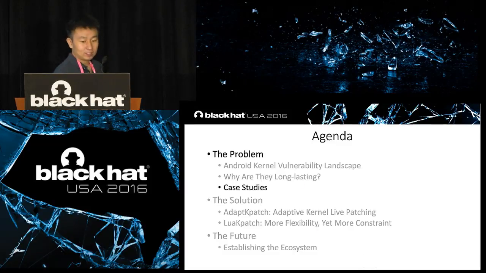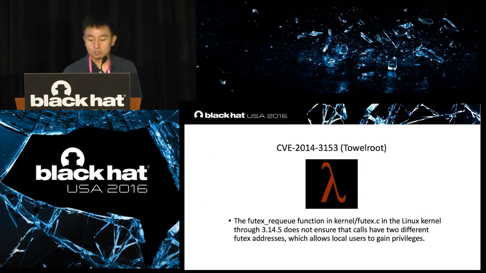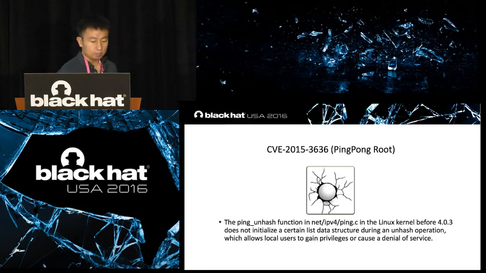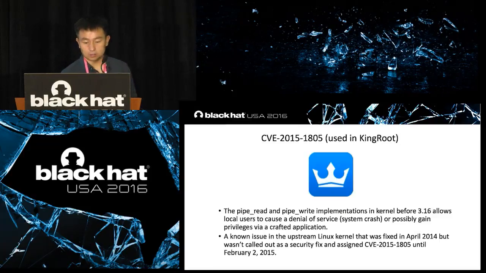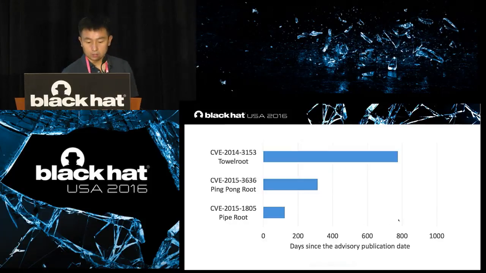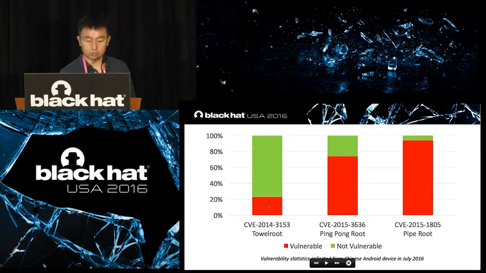Okay, let's do some case studies. This one, Towelroot, is very famous in the Android area. It was disclosed 2 years ago, Ping Pong Root was disclosed 1 year ago, and the 1805 is disclosed this year. As you can see, Towelroot has been disclosed for almost 800 days, but there are still more than 20% of devices that can be rooted by Towelroot. So this is very severe.